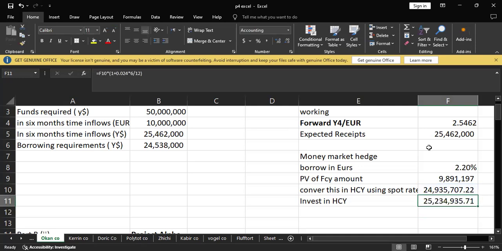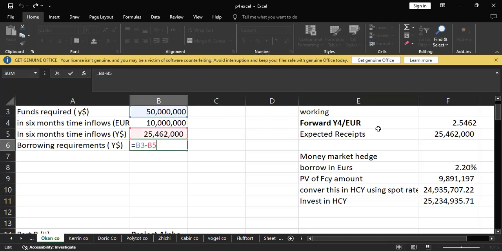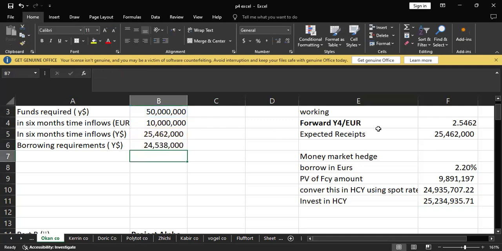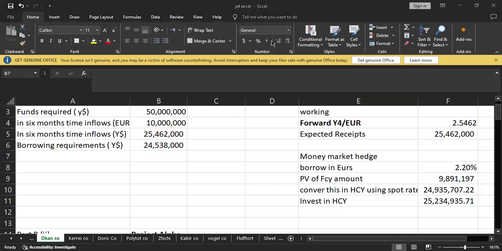So now see, the final answer is 2523935. As this was a receipt, which of the forward or the money market hedging is giving you the higher answer, guys? Tell me, Miss Rafia. The forward is giving the higher answer, so we will say that the 50 was required, out of which 25,462,000 we are getting from the sale of a subsidiary. So the balance will be available, which you will borrow. Understand everyone?